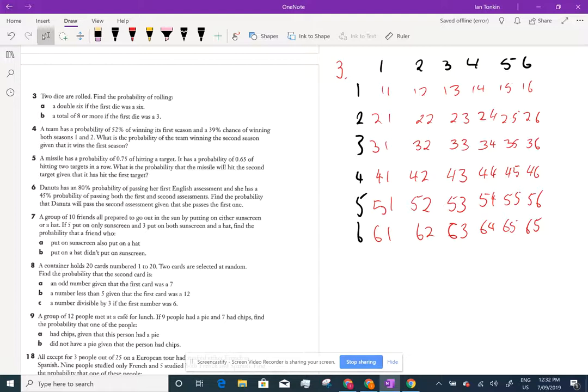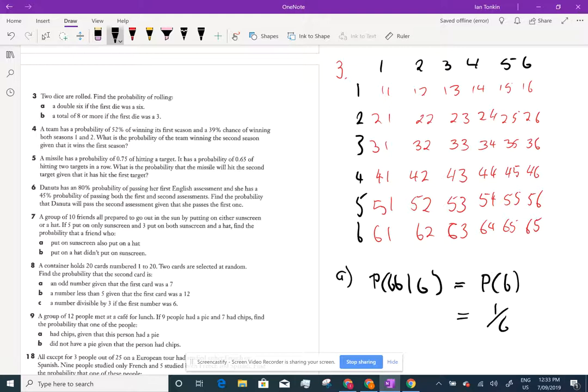Well, these events are independent. So the probability of a 6, given the first one was a 6, is just the probability of a 6. It's just the probability of a 6 on the same go. It's 1 on 6. If I've rolled one die and I've already got a 6, the chance of me getting another 6 is 1 on 6.